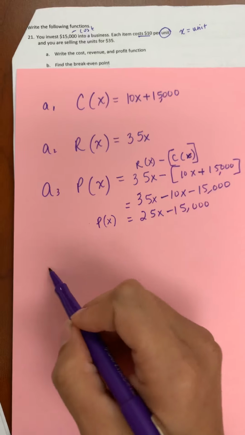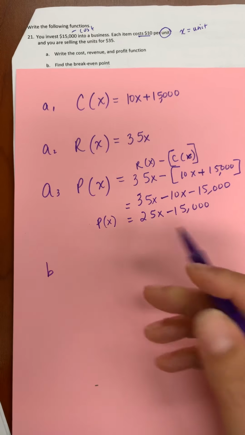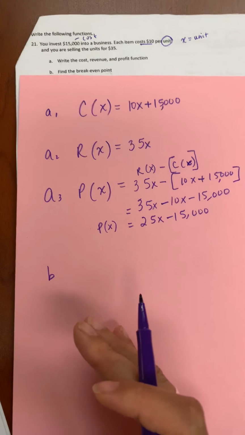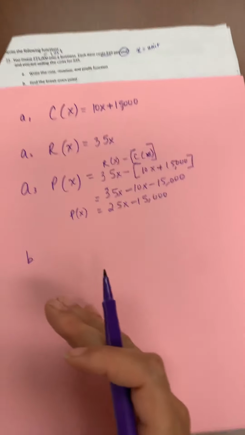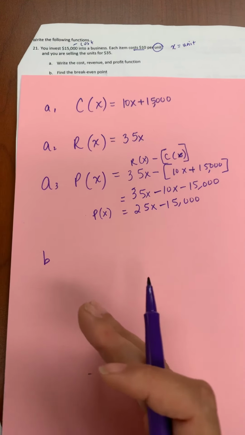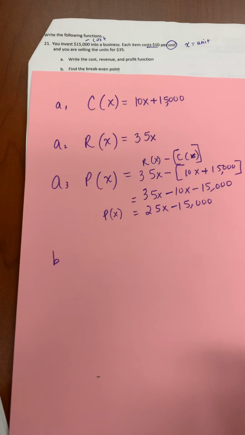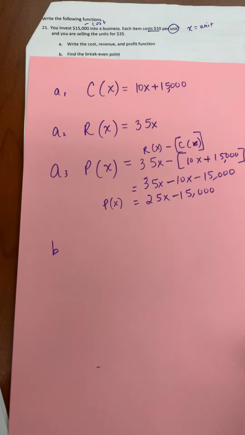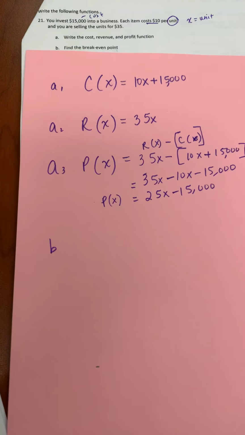And so now let's look at part B. Break-even point. If you don't understand what break-even point is, it's essentially you're not making any profit and you're not losing any money. So we're looking for, well, how many items will it take to do that? Like how many of these units would we need to sell in order to just break even, where you don't make any profit, but we don't have any more cost. And so essentially that means your profit is 0.